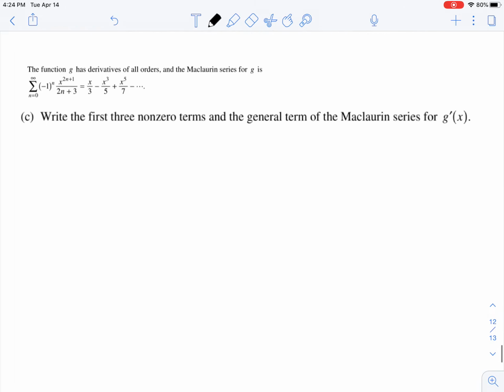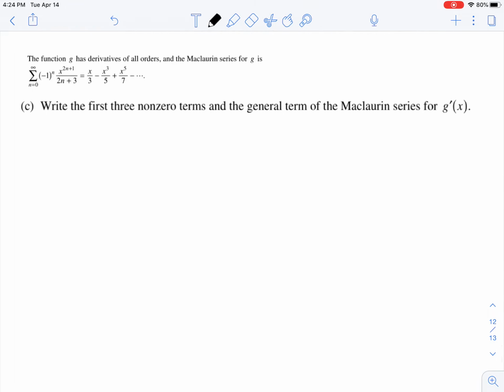Now, the final part here is to simply write the first three non-zero terms and the general term of this Maclaurin series for g prime of x. So we're going to start off with the easy part, which is just to find the first three non-zero terms. Well, g prime of x, we're just going to do term by term differentiation. We're just going to find the derivative of each term here.